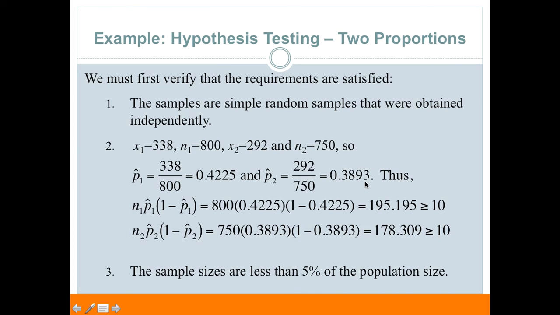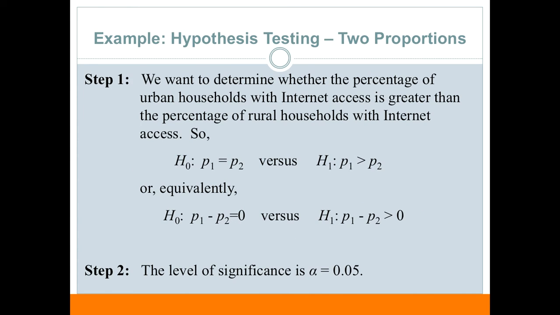And then we can check that n1 times p1 hat times 1 minus p1 hat is at least 10, which it is. So if we take our 800 that were sampled times 0.4225 times 1 minus 0.4225, we end up with 195. And then if we do the exact same thing for our second population, we end up with 178, which are both greater than or equal to 10, so that's fine. And then the sample sizes are definitely going to be less than 5% of our population, so that part is good as well. So the first step is to determine the null and the alternative hypothesis.